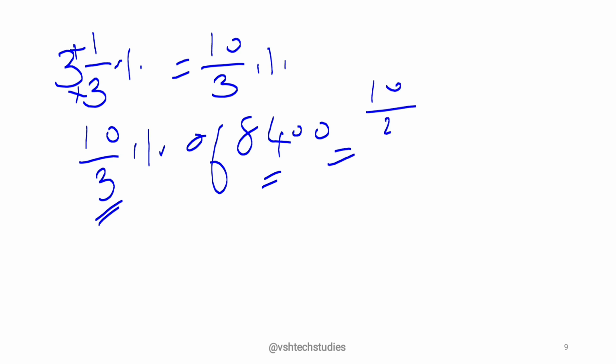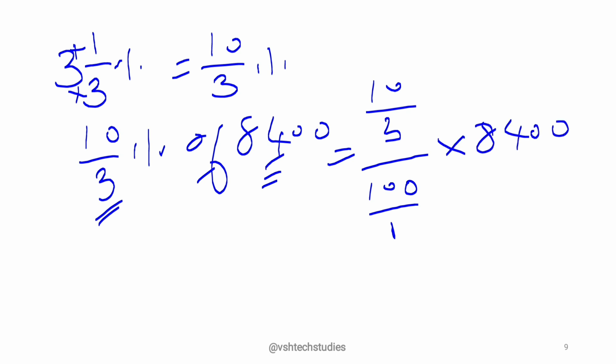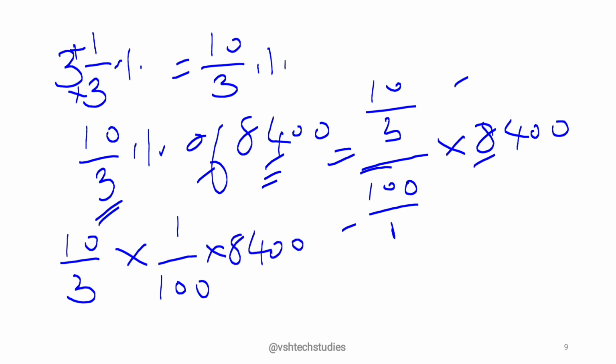So 10/3% means 10/3 divided by 100. If nothing is there, we'll have to take 1. Then this of means multiplied by, and this 8,400 is taken as it is. Now simplifying this, 10/3, this divided by is written as multiplied by, this 100 divided by 1 is written as 1/100. So then this into 8,400 is taken here. Now these two zeros are cancelled. So next 3 ones are 3, 3 2s are 6, 8 minus 6, 2 is left.